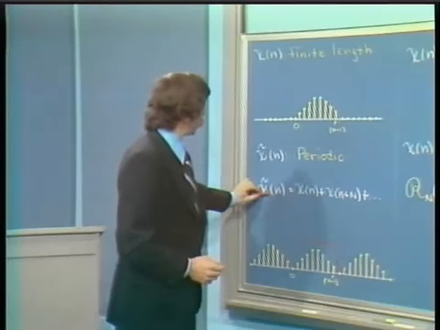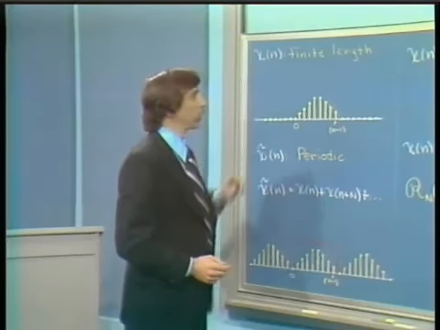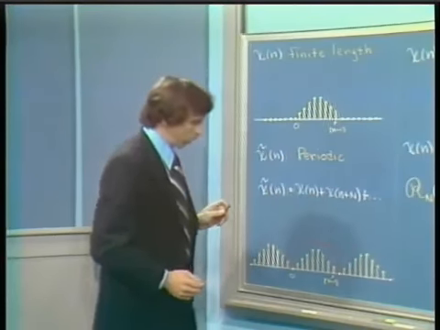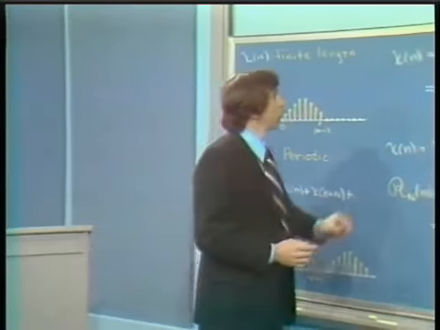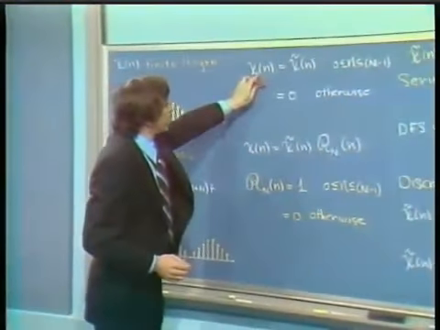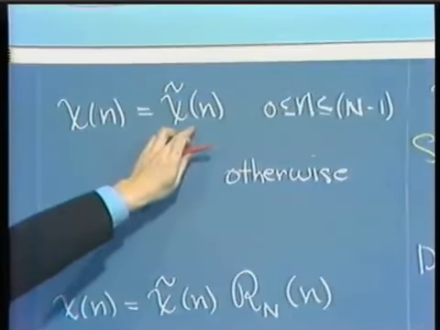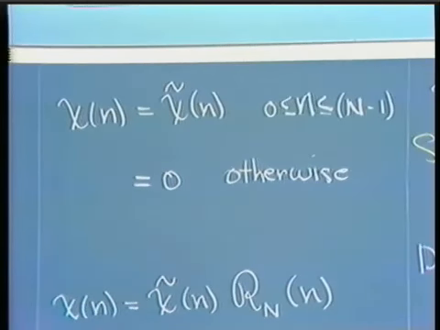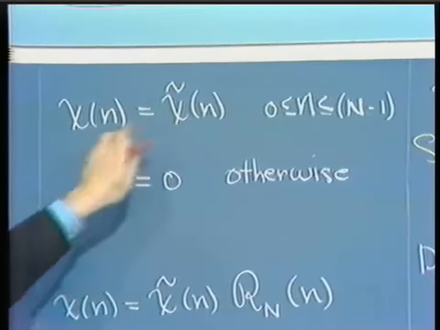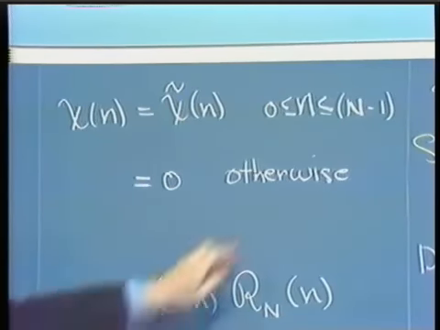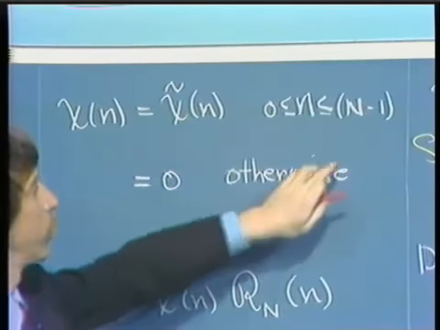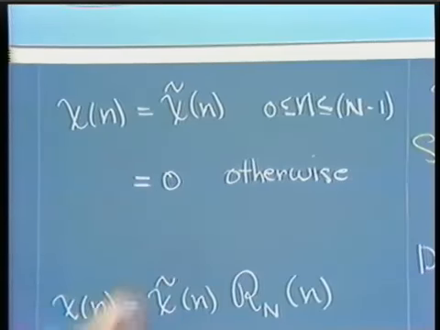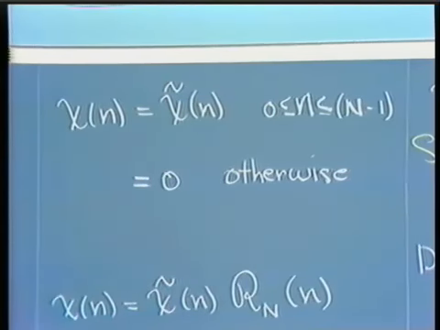So we can generate the periodic sequence from the finite length sequence. We can also recover the sequence x of n from the periodic sequence by extracting just one period, as I've indicated here. X of n is x tilde of n in the range little n between 0 and capital N minus 1, and it's equal to 0 otherwise.